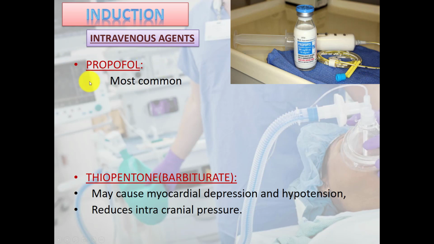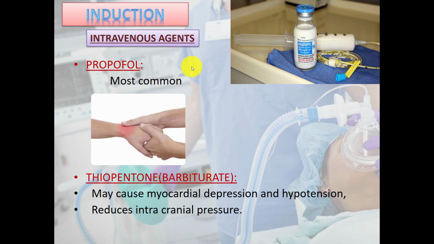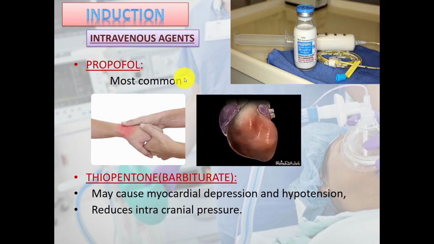So as I told you, propofol is the most commonly used drug for the purpose of induction, but the problem is that since this is a lipid emulsion, it causes pain at the site of injection, and it may also result in arrhythmias. And the other thing is that with this lipid emulsion, if we are not careful enough, there may be bacterial growth as well, so we have to be very careful about the sterilization of this.